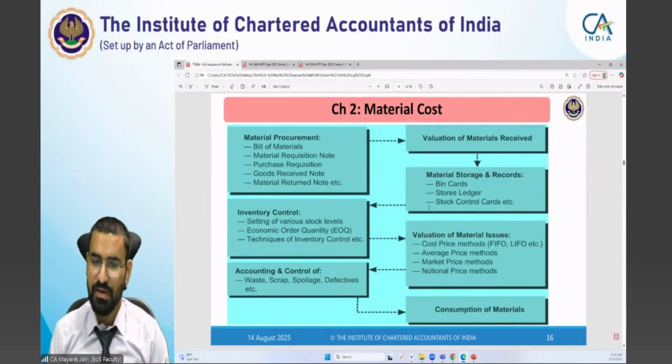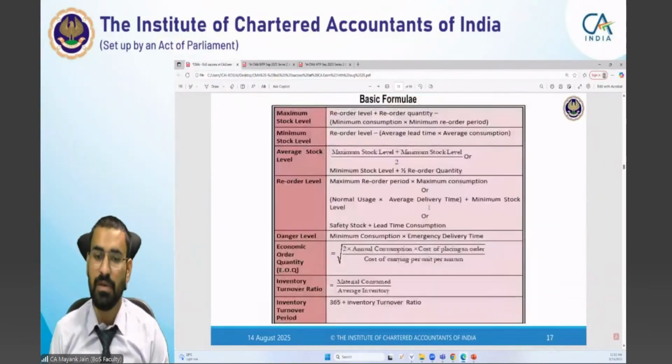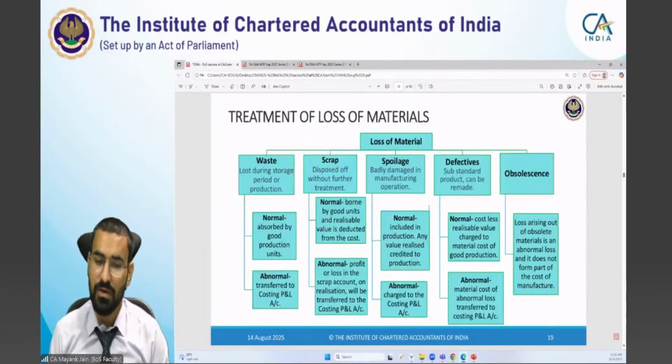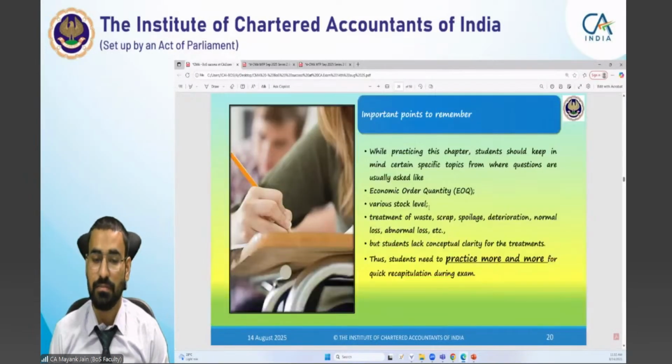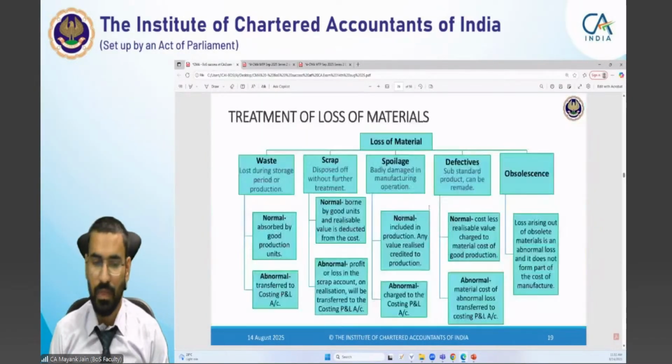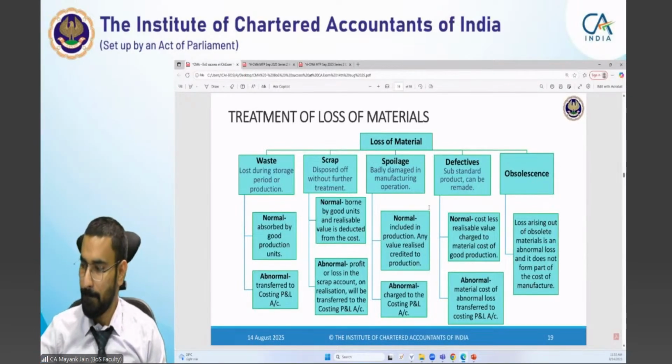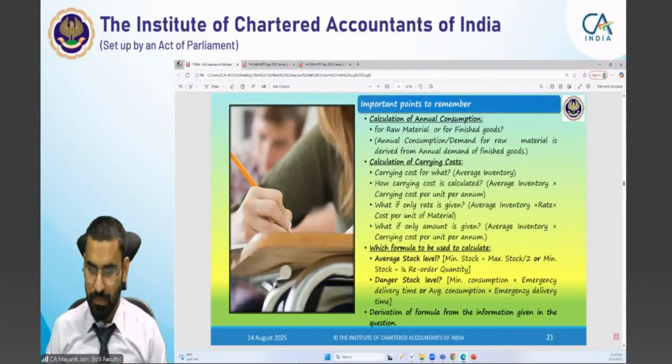Material costing we have already covered in the last webinar after the MTP one. We have also covered the treatment of loss in material, what are the different types of loss of material and what are their treatments, what are the important points in material costing. You may take a screenshot. You can also take a screenshot of the treatment of loss of material. Please take your screenshot if required.